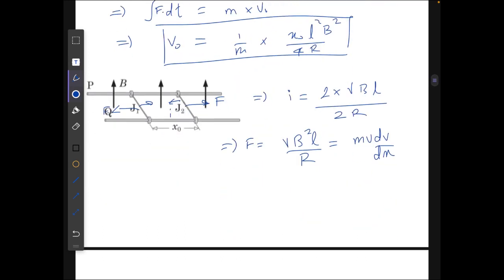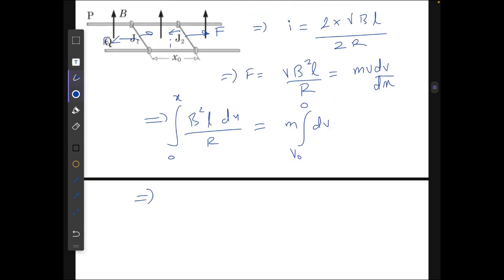From here, rearranging, we get B square L dx by R, integrating from 0 to x, equals m dv integrating from v0 to 0. So we get B square L times the displacement of one rod over R equals m times v0. I'm not caring about the signs here because we only need the magnitude; we have already decided the directions. So the displacement of each rod equals m R v0 over B square L.